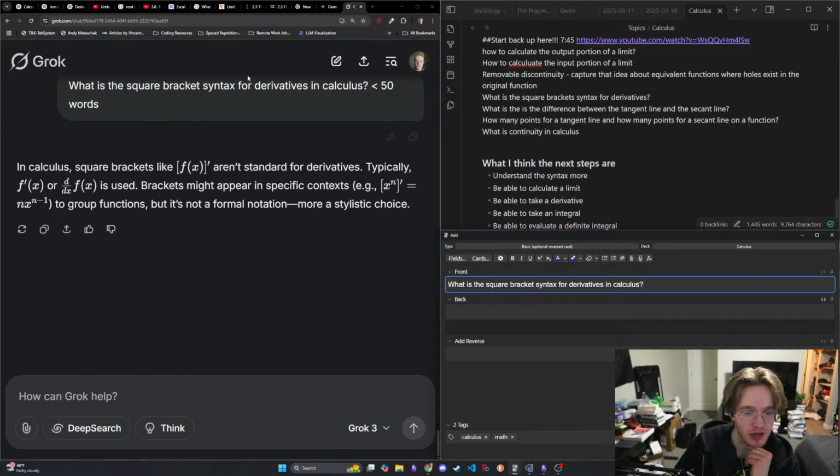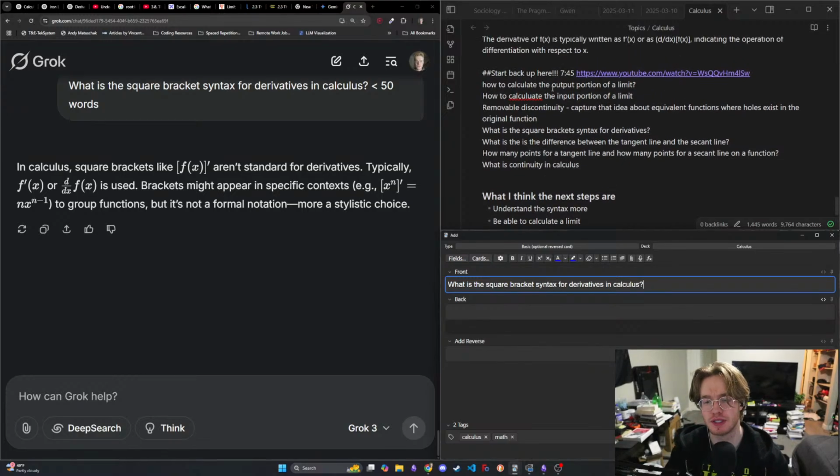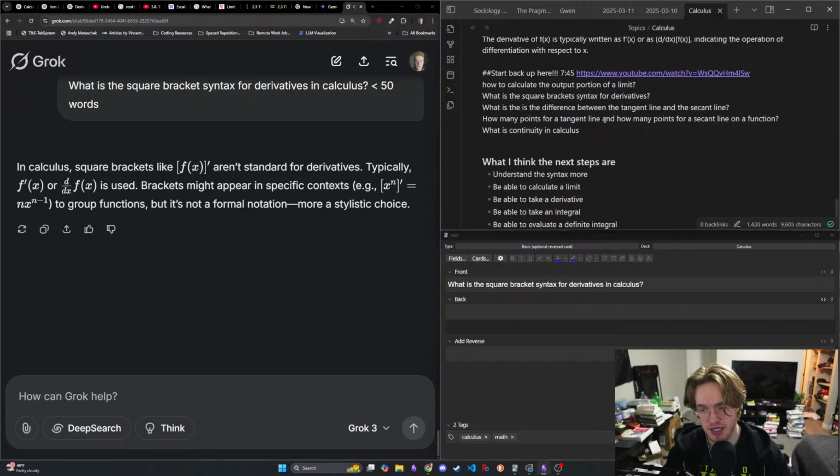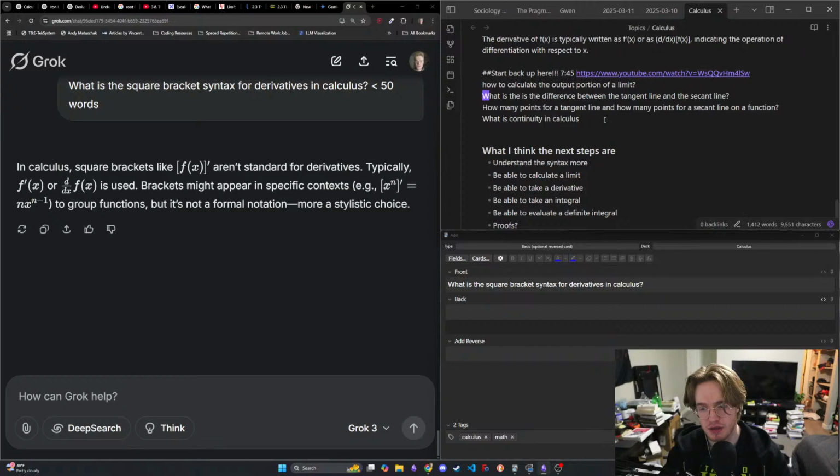Oh, okay. They're not standard. All right. So I'm removing this input 1 because typically we're given the input of a limit. We understand removable discontinuity now. The square brackets thing.